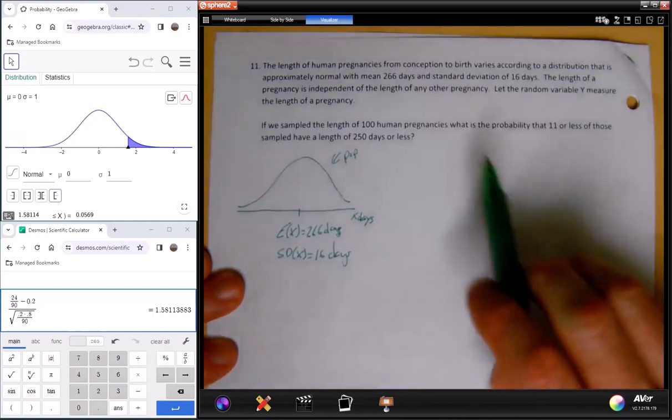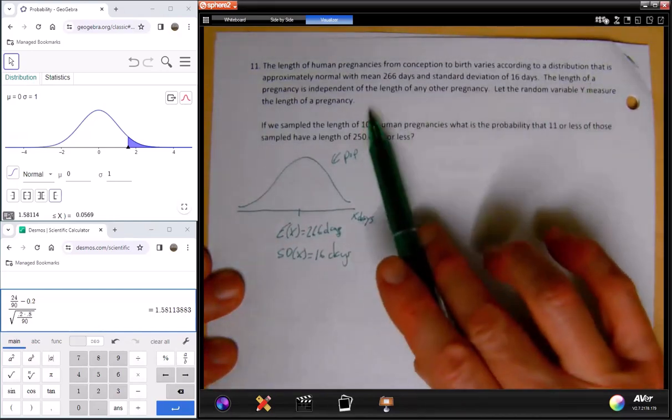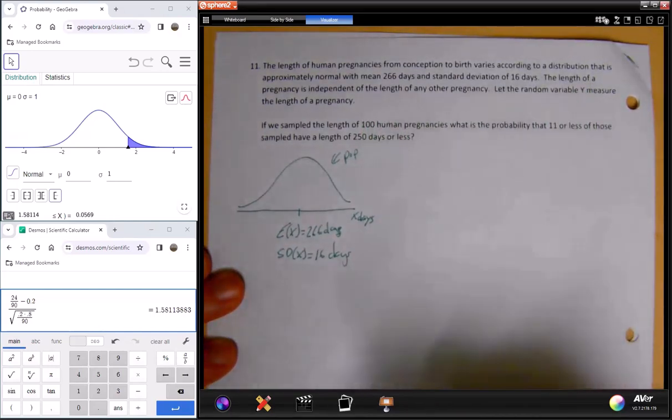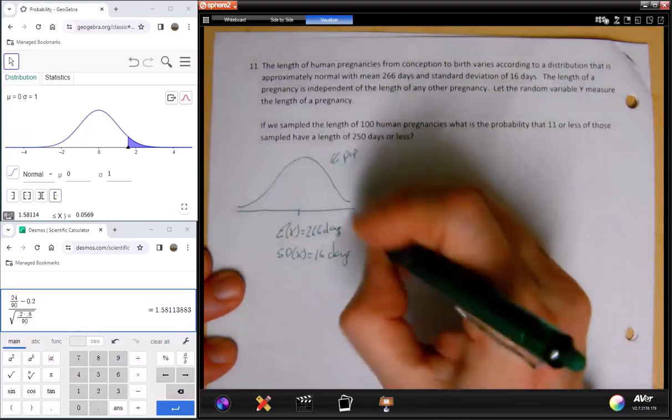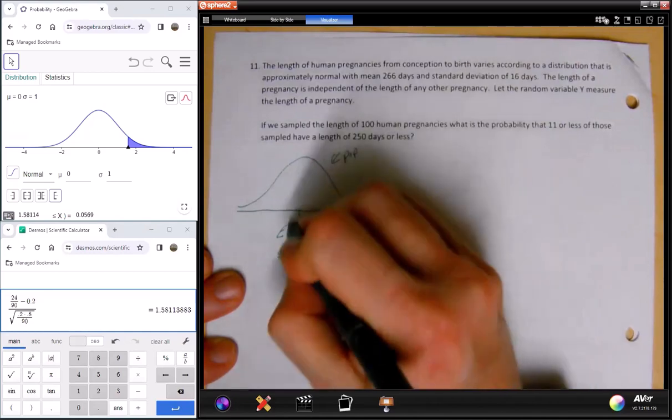And this is my population of length of pregnancies. That's what this concerns. The length of a pregnancy is independent of the length of any other pregnancy, and let the random variable y measure the length of a pregnancy. Again, I jumped the gun, should have been reading. Let's call this y.